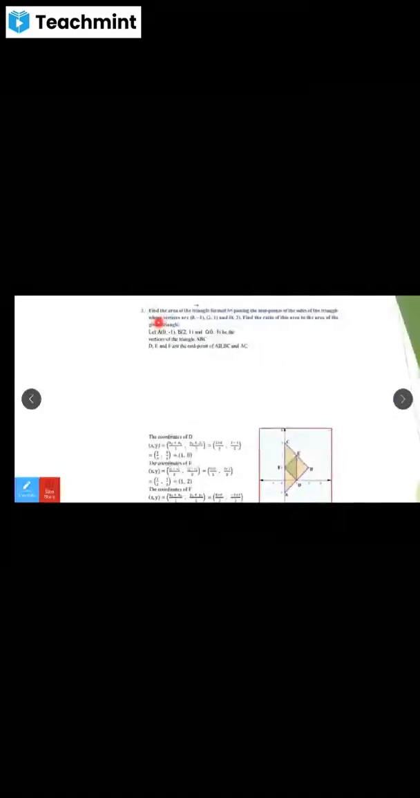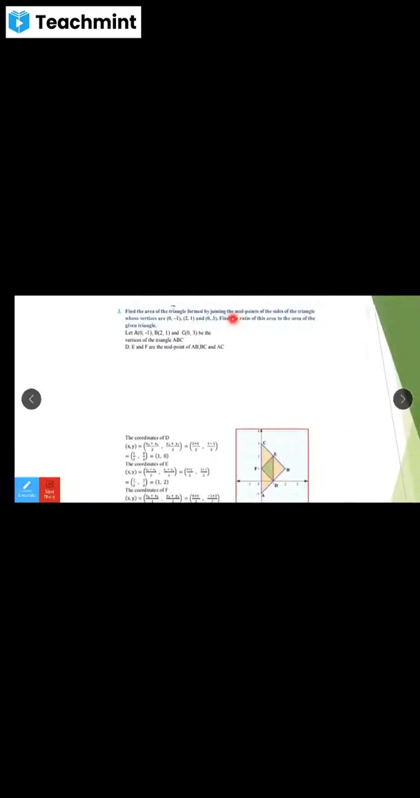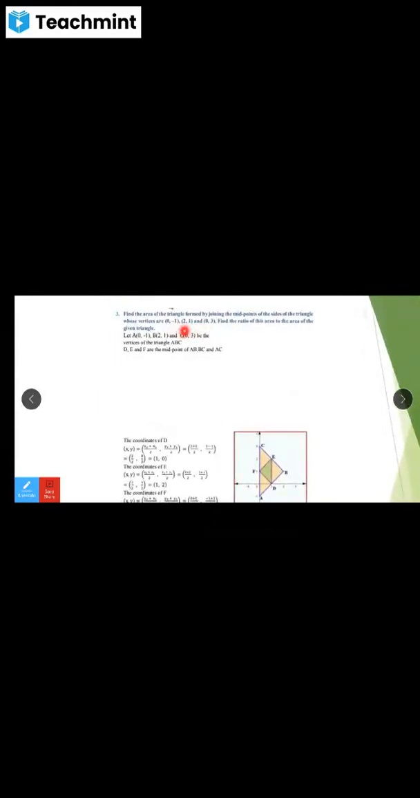Next, one more question, see here. Find the area of the triangle formed by joining the midpoints of the sides of a triangle whose vertices are (0, -1), (2, 1) and (0, 3). Find the ratio of this area to the area of the given triangle.